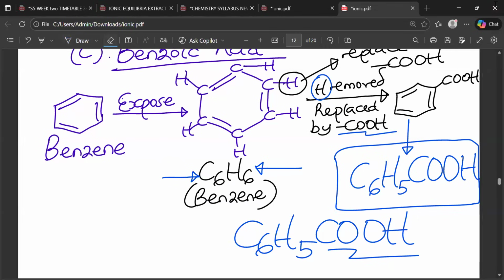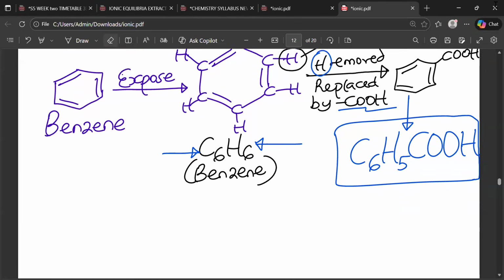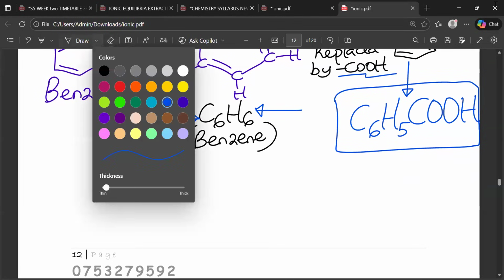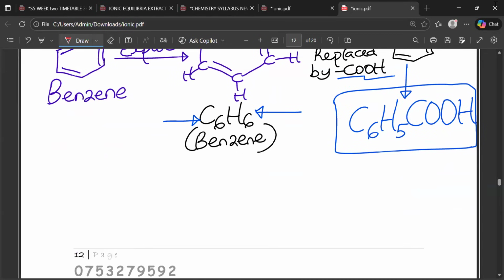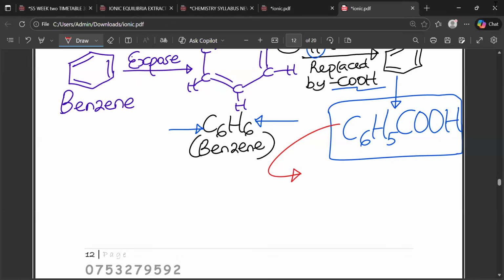So, are you okay with that structure? And you people are quiet. Do you get that structure? Because it's what we are going to be using throughout.